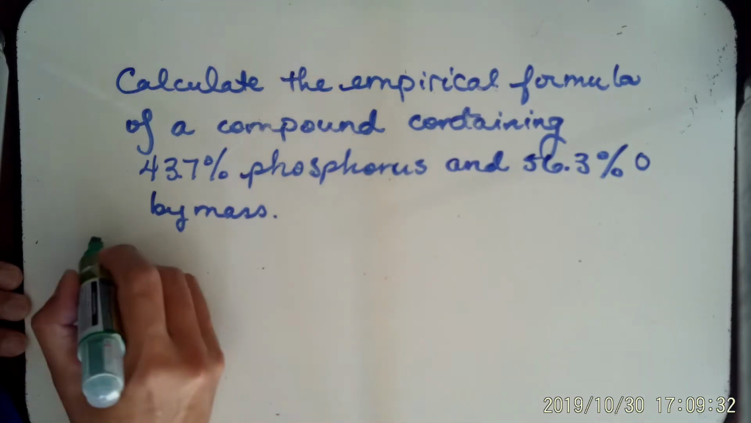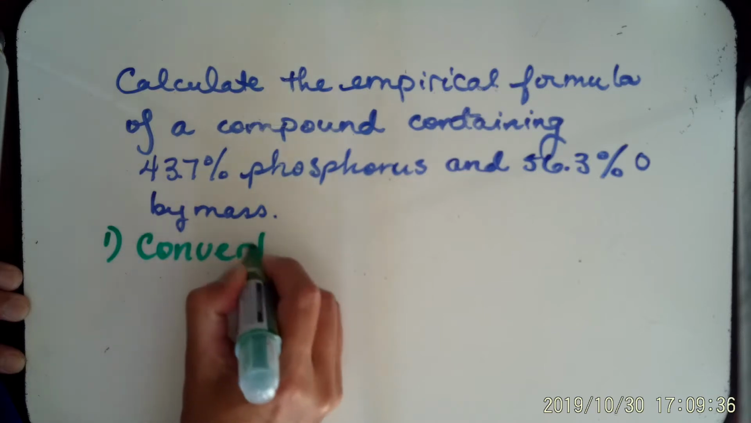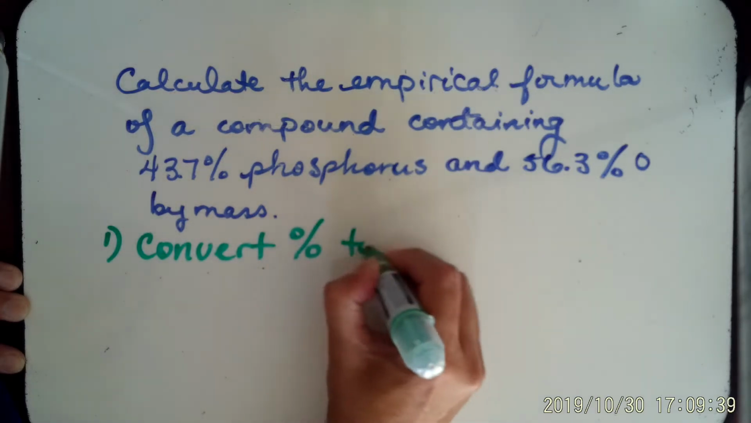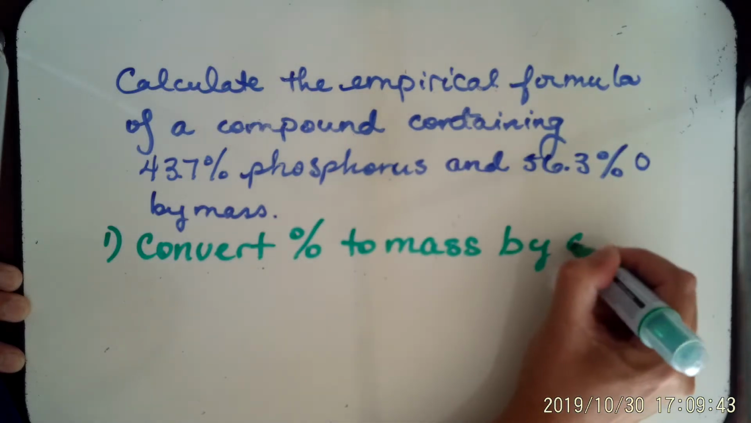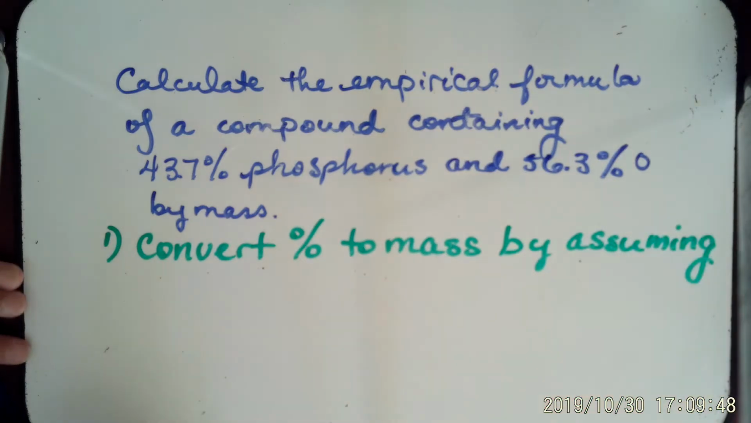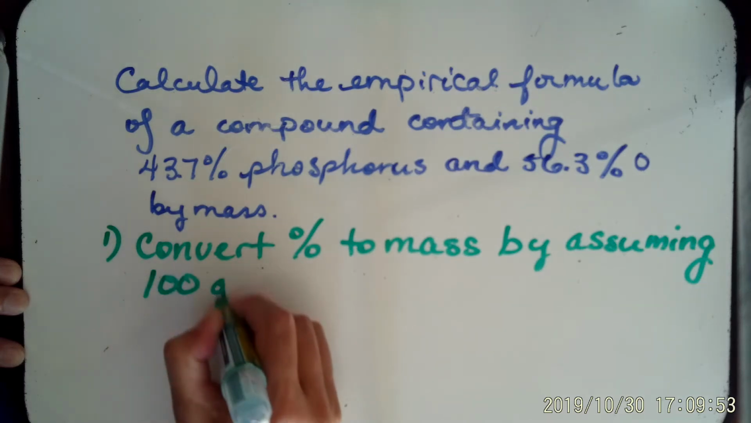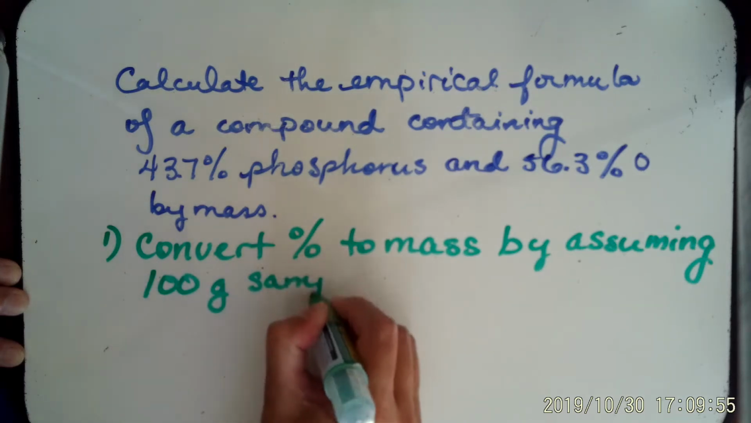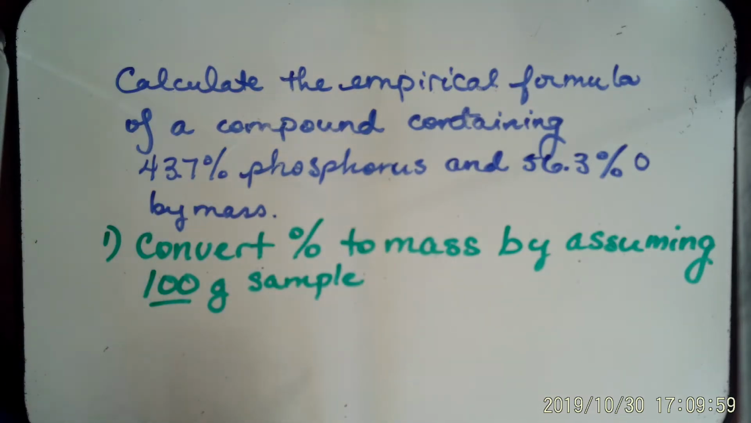So step 1, we're going to convert percent to mass by assuming a 100 gram sample. Now this is an exact number, the 100, so all of our significant figures will be due to our percent by mass composition.